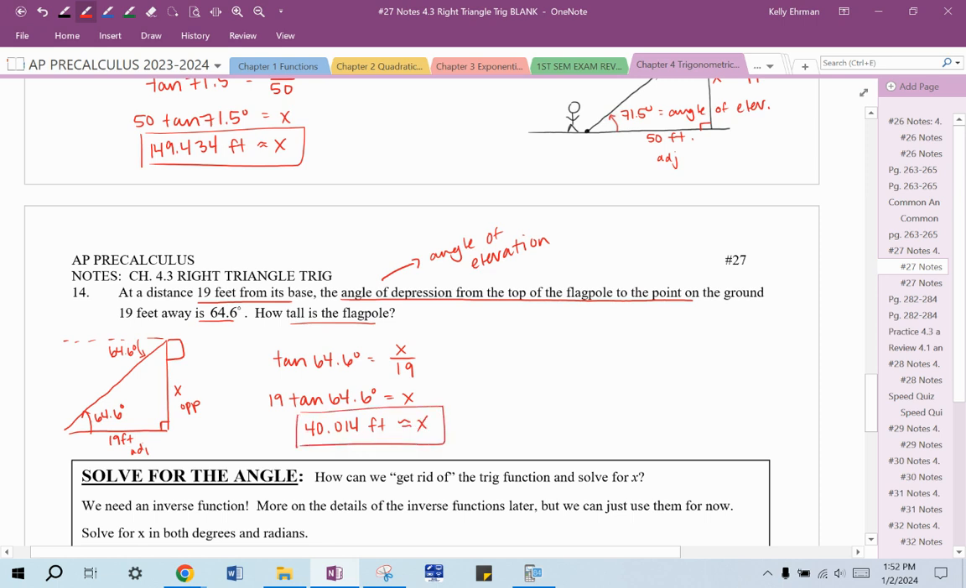We don't always use tangent. We often do, because it's common to have a vertical and a horizontal measurement. But if I had something about the hypotenuse, that could cause me to use sine or cosine instead.